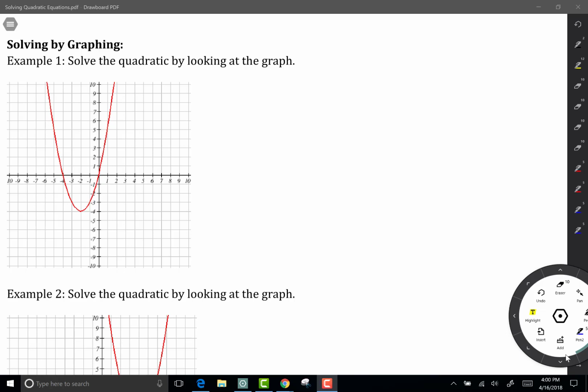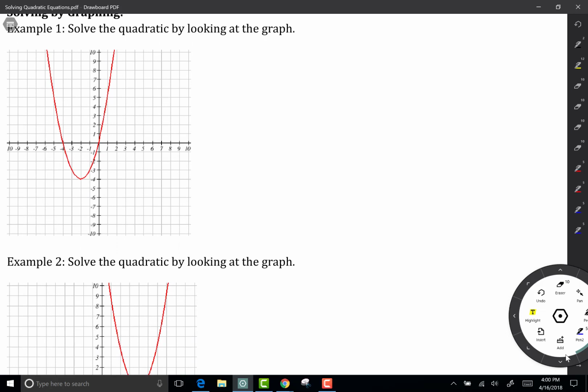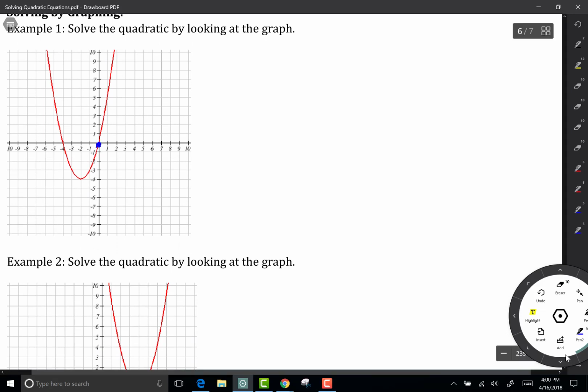So when we look at this first example here, I have two x-intercepts. I have one at 0 and I have one at -4. So my two solutions are going to be 0 and -4.